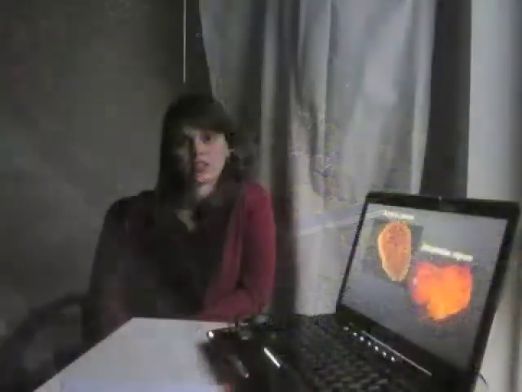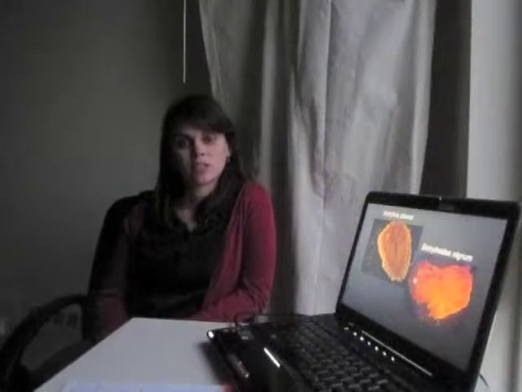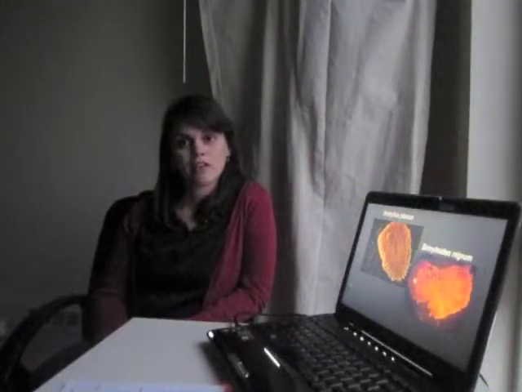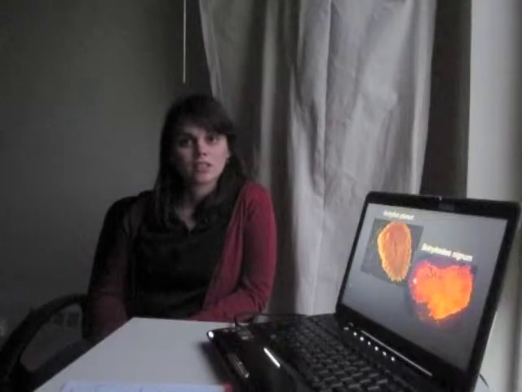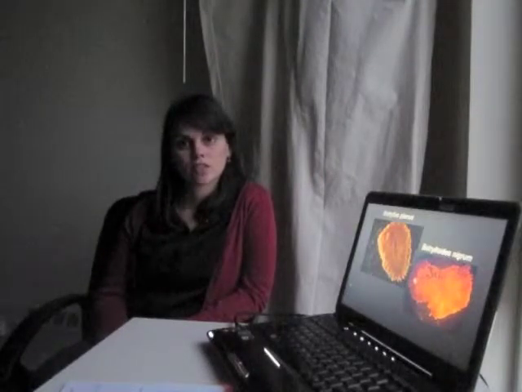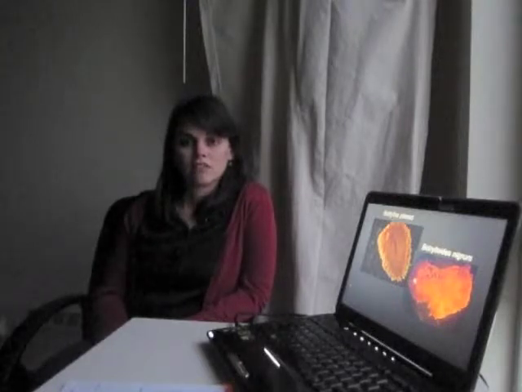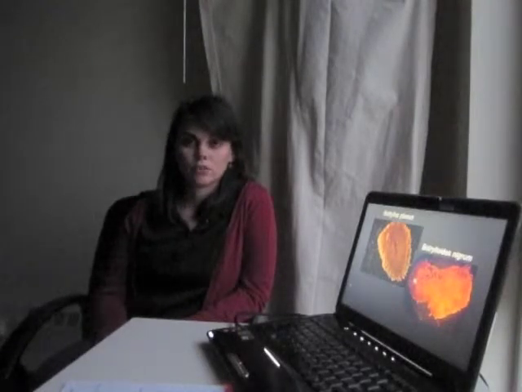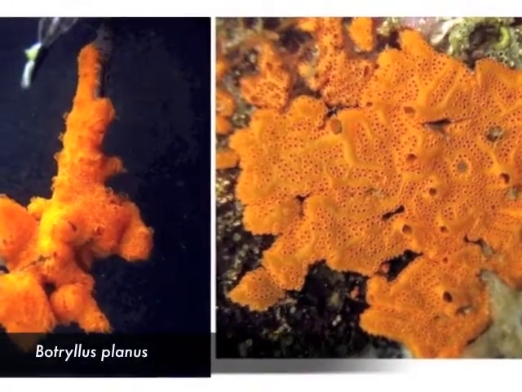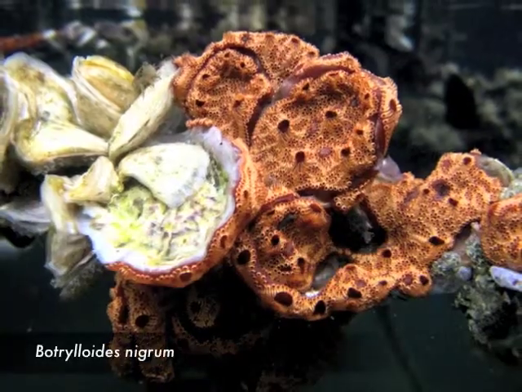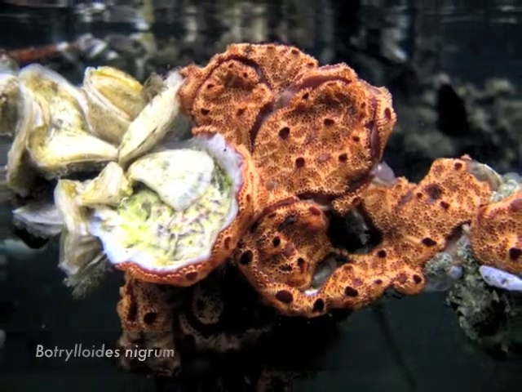As part of the course, Jen and I worked on a student project that we then carried on looking at by traveling back to Bocas del Toro in November 2011. Our project is looking at how osmotic stress, or fluctuations in salinity, affect the physiology and growth of two tropical botryllid ascidians. The two ascidians that we studied were Botryllus planus and Botryllus nigrum.